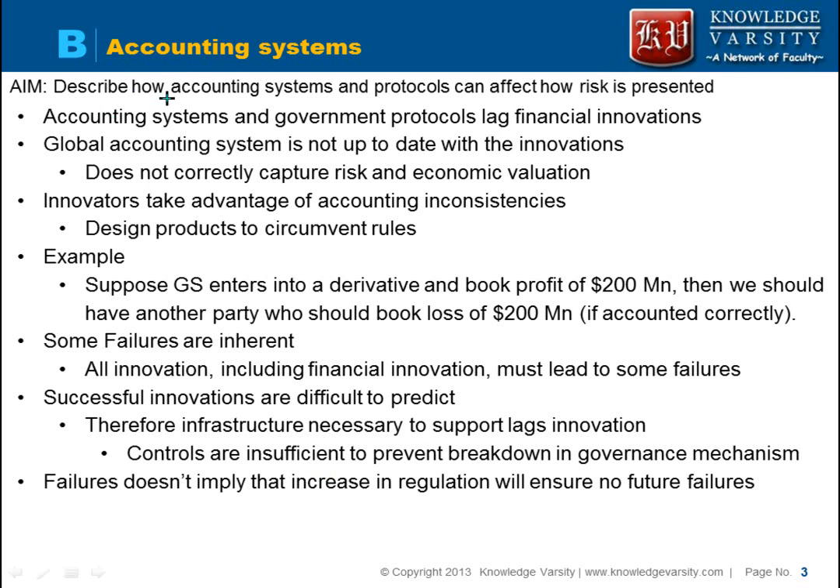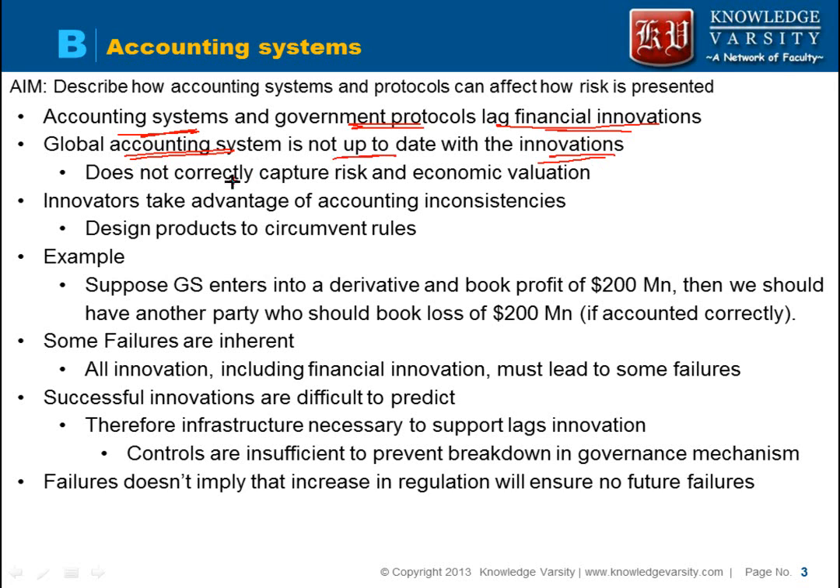Then the next aim statement is asking us to describe how accounting systems and protocols can affect how the risk is presented. Okay, so accounting systems is what we need to understand. Note that one thing about the accounting systems is that they lag the financial innovation. The accounting systems, and also the government protocols, are not as innovative or as active as the market. The market innovates in a very short period of time, and these are just lagging, right? So the global accounting system that we currently have is not up to date with the innovations in the market.